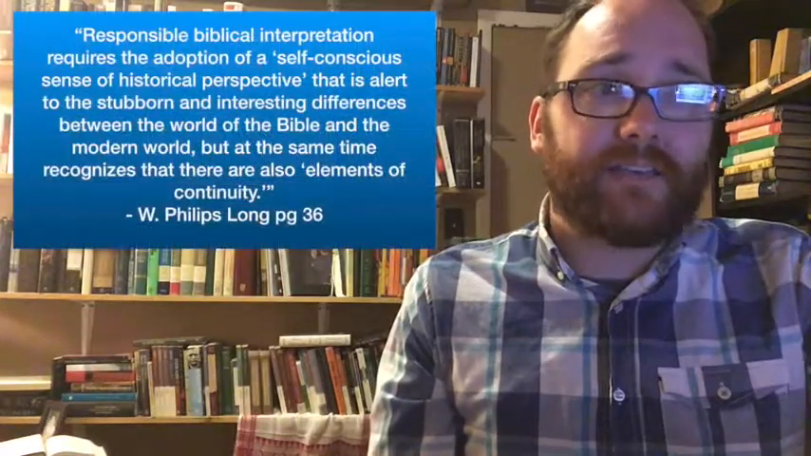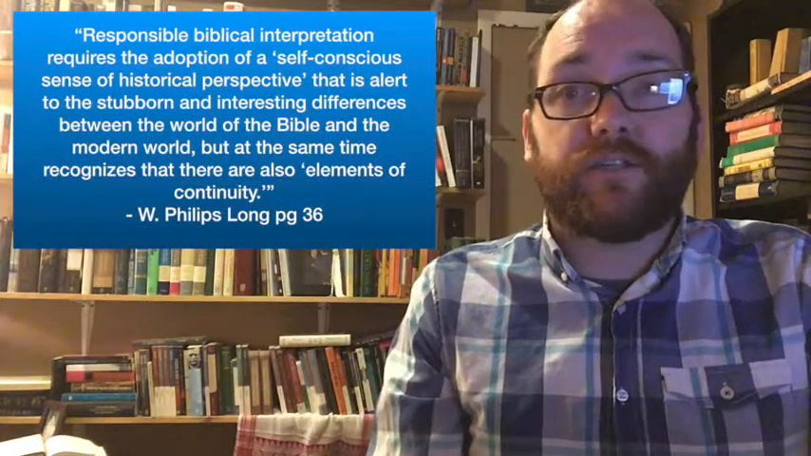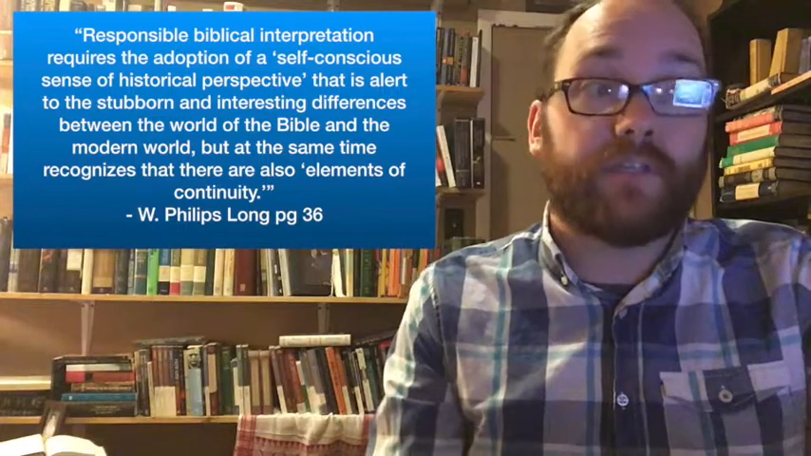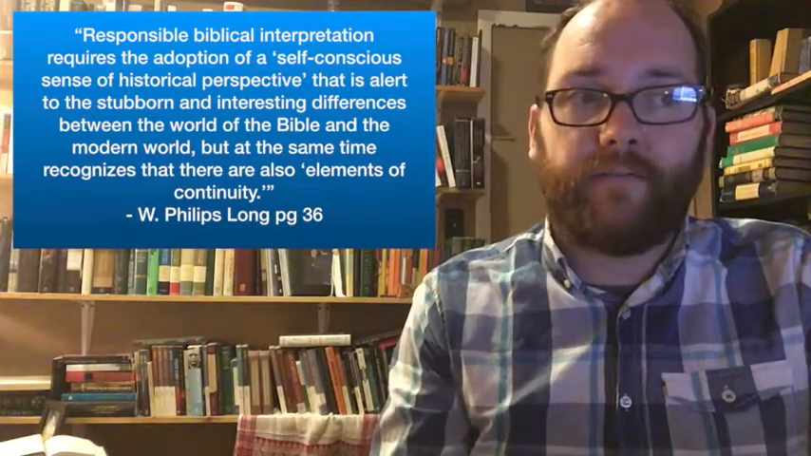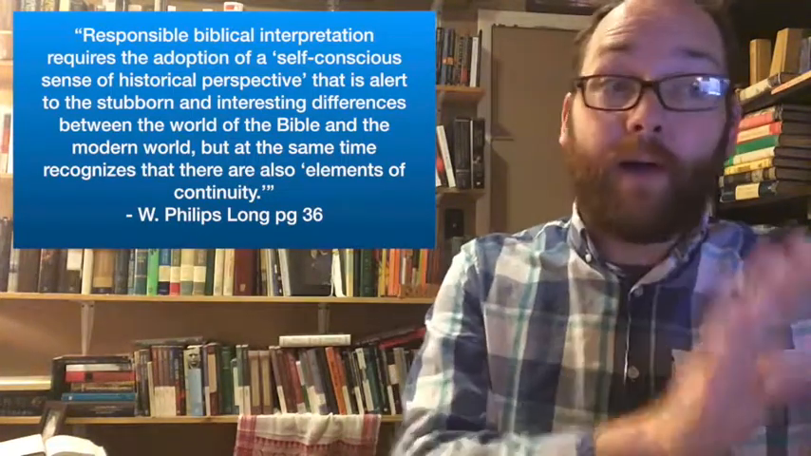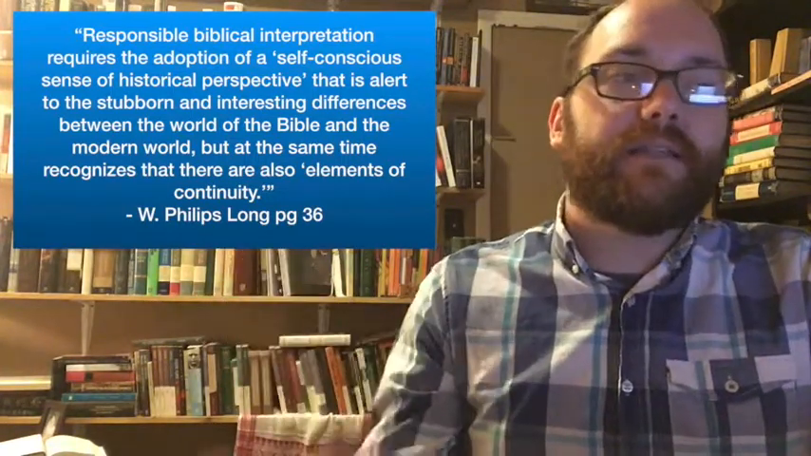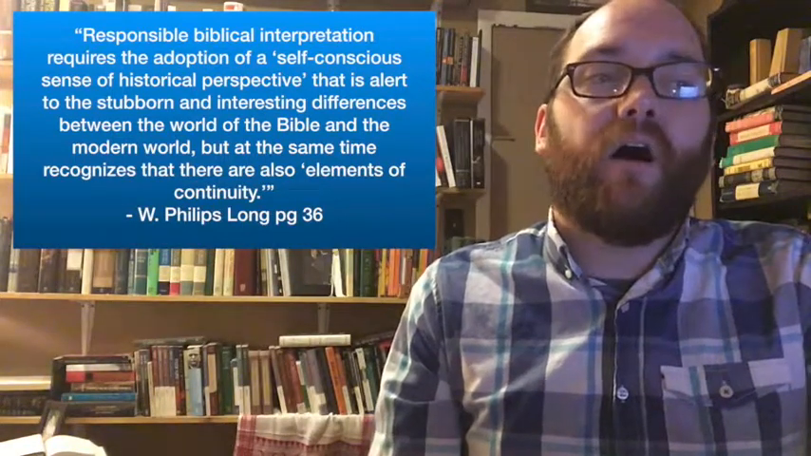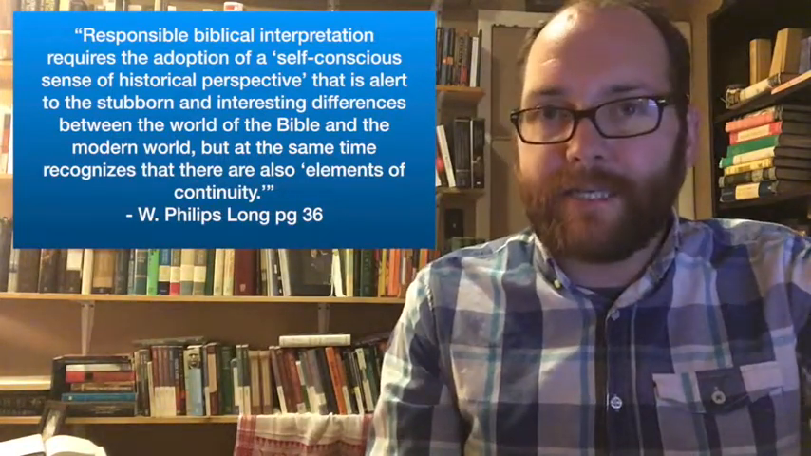Philip Long also says that responsible biblical interpretation requires the adoption of a self-conscious sense of a historical perspective that is alert to the stubborn and interesting differences between the world of the Bible and the modern world, but at the same time recognizes that there are also elements of continuity. And that difference is really understanding that we need to take time and understand that this is about the people of Israel, not us. And that is where Eugene Merrill, in his chapter History, gives a 7-step process for interpretation.